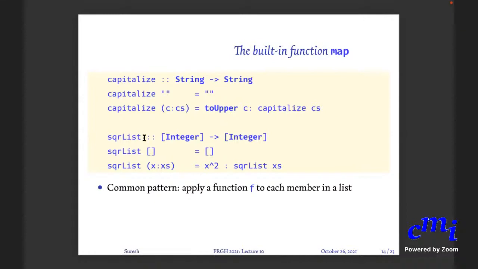Similarly, square list. You are given a list of integers. You want to compute the square of every number in the list. Square list of the empty list is the empty list. Square list of x:xs is x squared followed by square list of xs. Is this clear? What is the common pattern between these two?